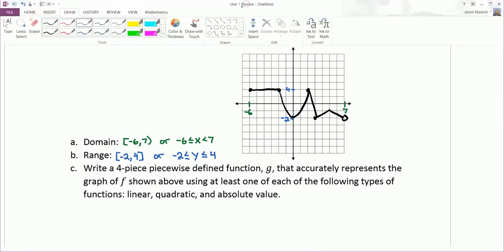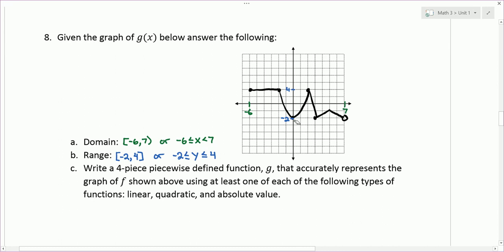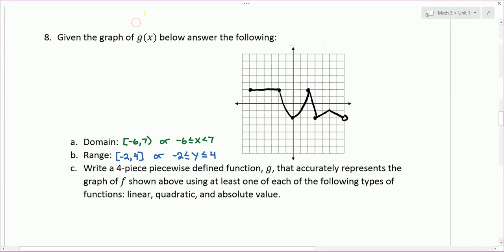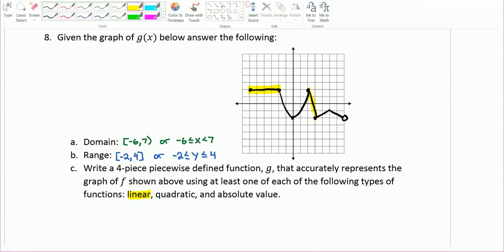Part C, a bit more complicated. We have to write out a 4-piecewise defined function that accurately represents the graph of f, shown above, using at least one of each of the following types of functions: linear, quadratic, and absolute value. So we need 4 pieces, and we have to use at least one of the 3 types. For linear, we have a horizontal line that we can use. I'm going to use this as well for linear. So there's 2 of my pieces.